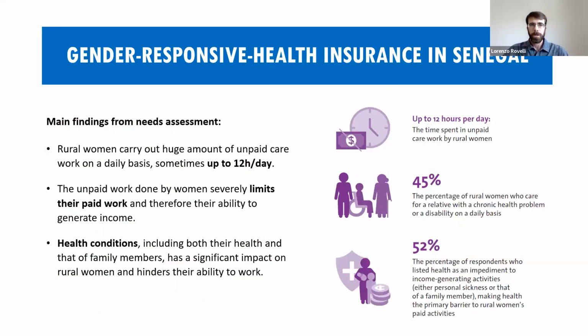And basically, not surprisingly, we all know that rural women carry out a huge amount of unpaid care work on a daily basis, up to 12 hours a day in some cases. Rural women, we found out, really somehow prioritize unpaid care work. And so that means that the unpaid care work really determines the little time that they can devote then to revenue generating activities. And so it really limits their income.